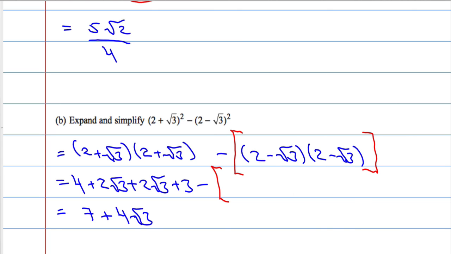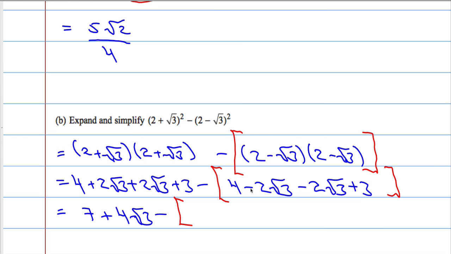Okay, let's continue on. Again, I'll worry about introducing this minus sign in a moment. Let's focus on this. So we get 2 times 2 is 4. 2 times minus root 3 is minus 2 root 3. Minus root 3 times 2 is again minus 2 root 3. And then minus root 3 times minus root 3 will be plus 3. Negative times negative is positive. Root 3 times root 3 is 3. Again, keep the brackets around it. I'm going to tidy this up first.